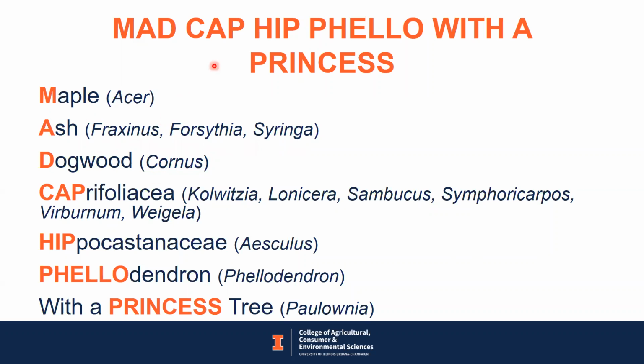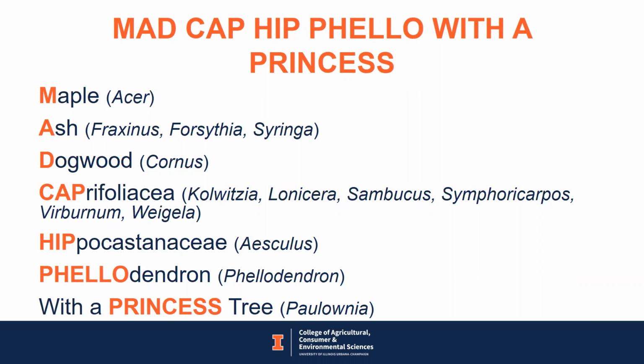The CAP referred to Caprifoliaceae, which includes the beauty bush, our honeysuckles, the Sambucus species, Symphoricarpos, our viburnum, and our weigelas. In this case, he removed the horse and replaced it with the Hippocastanaceae, which includes many of our buckeyes. Fellow refers to Phellodendron, our Amur cork tree, and then the princess refers to the princess tree, Paulownia species.